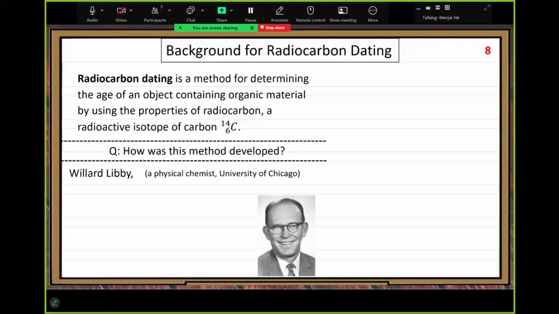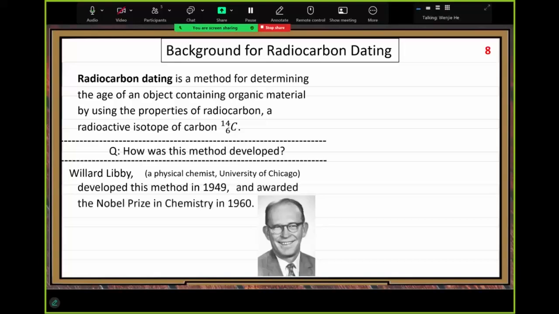He developed this technique in 1949. That early. And for this achievement, he got a Nobel Prize in chemistry in 1960. So you know how important it is. A Nobel Prize, that big.